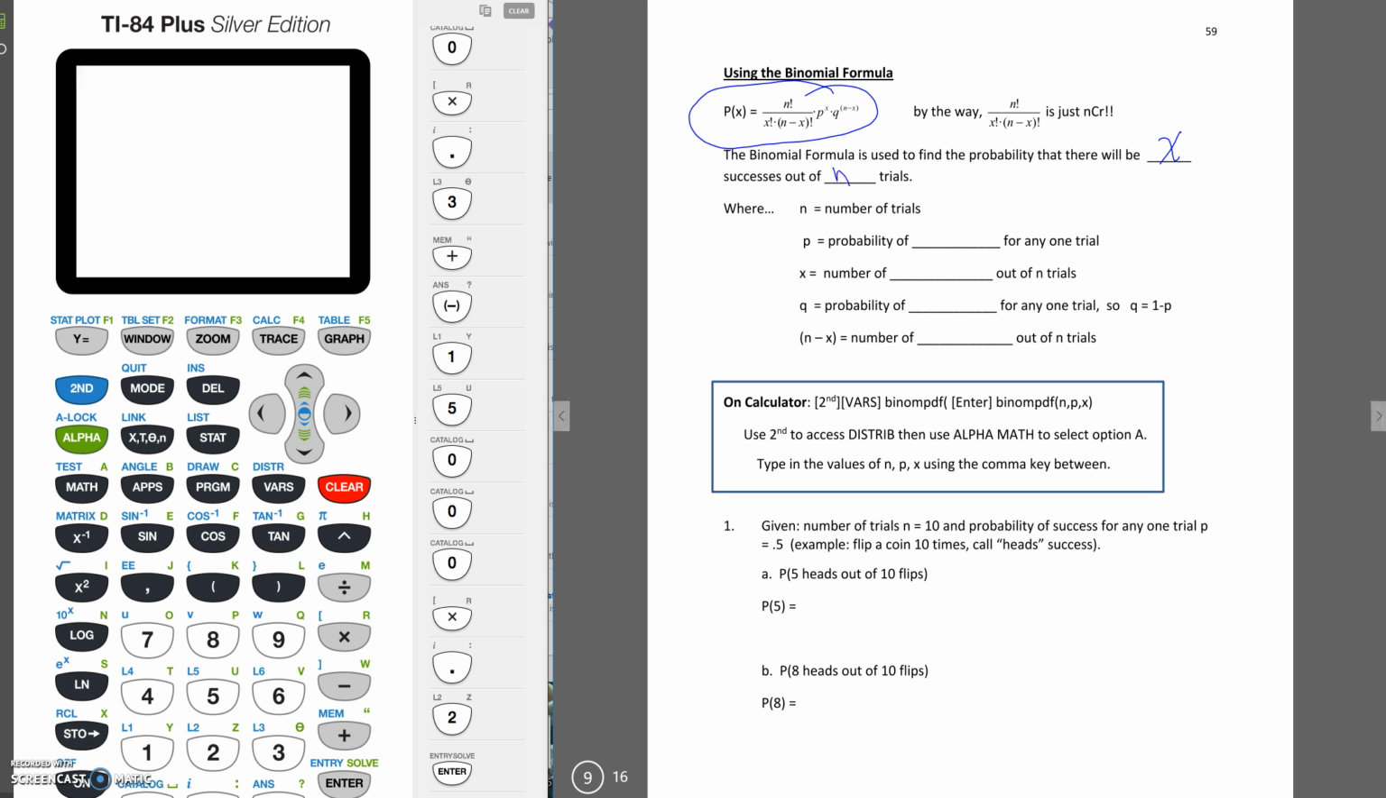So here are all the variables that go into it. N is the number of trials. P is the probability of success out of 1 trial. X is the number of successes out of N trials. Q is the probability of failure, which would be 1 minus P. And N minus X is the number of failures.